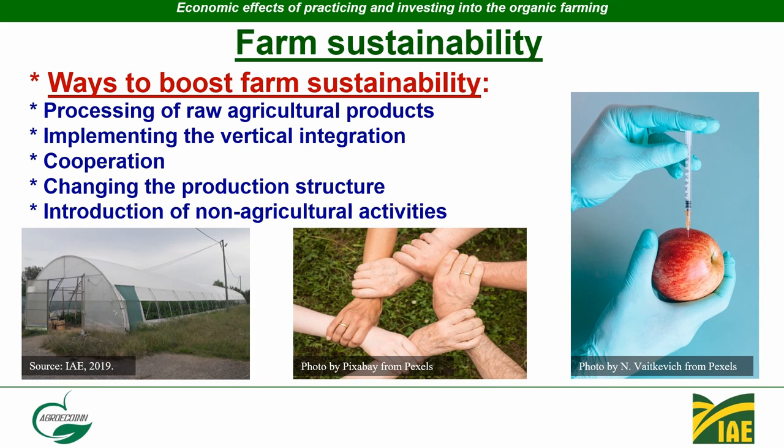Third, joining different types of producers' associations, clusters or cooperatives. Fourth, changing the structure of agricultural production, which exhibits in a change in the share of certain crop or animal products, introduction of new crops or livestock production lines, or shifting the ratio between plant and livestock production at mixed farms. Fifth, diversifying farm activities with the introduction of non-agricultural activities, such as agrotourism, production of handicrafts, or running of grocery shops.